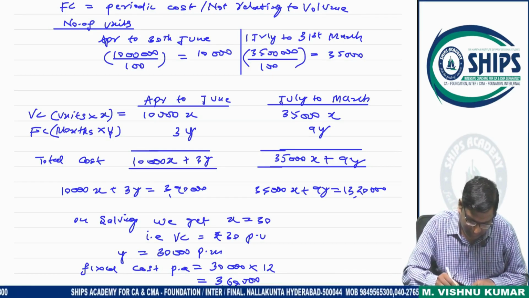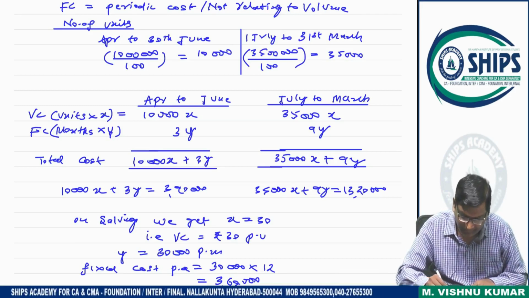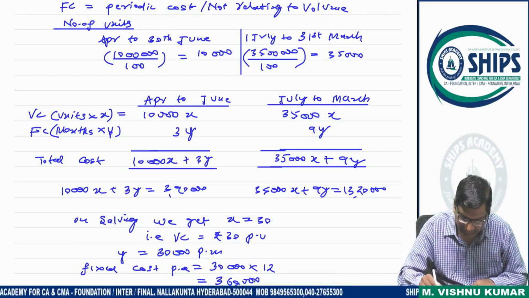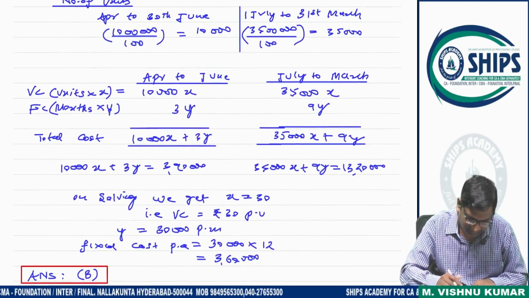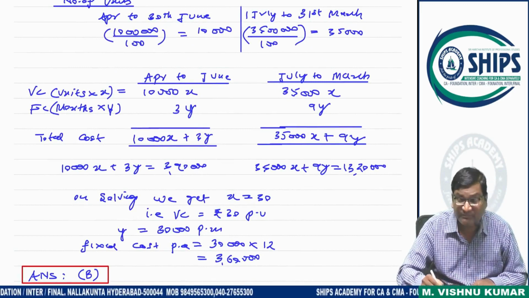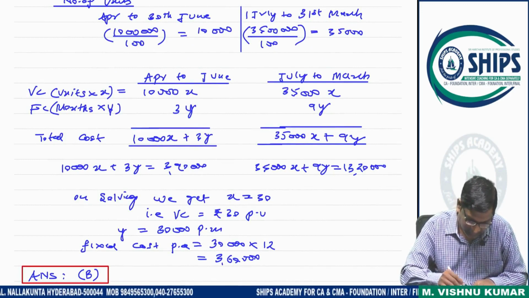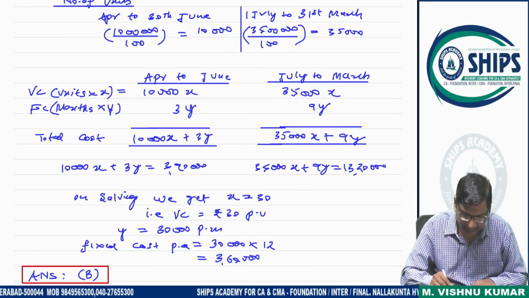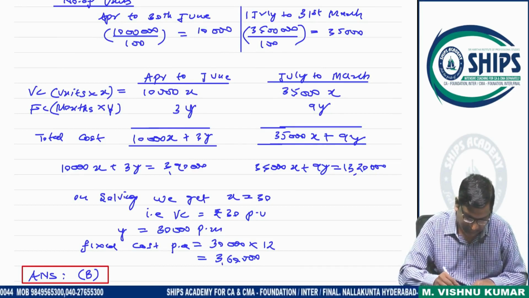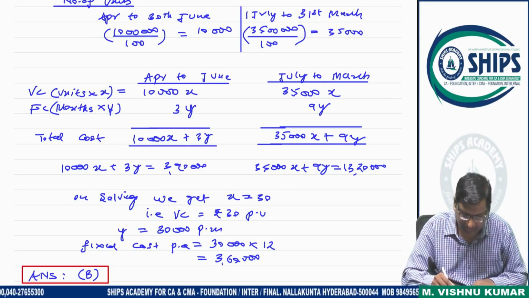And already total cost is given in the question. April to June 3,90,000 given, and July to March 13,20,000 is given. So 10,000 X plus 3Y equals 3,90,000, and 35,000 X plus 9Y equals 13,20,000. Now we have to solve this. So when you solve this, you will get X variable cost per unit 30 rupees, okay, and Y fixed cost per month is 30,000 rupees.